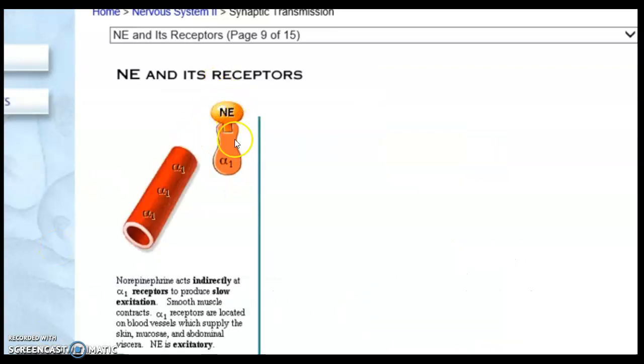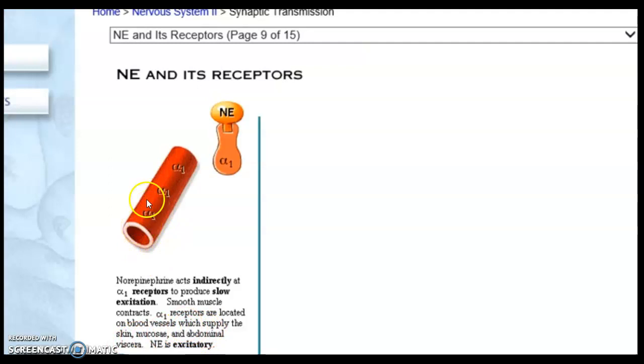Now notice when norepinephrine goes to an alpha 1 receptor, in this case it's going to be excitatory, because these receptors are going to cause smooth muscle to basically constrict our blood vessels. Now, when would you want to constrict your blood vessels? Well, when you either want to increase pressure or you want to kind of shut off blood supply to an area. Now look, where would I find these type of receptors on blood vessels? Well, I would find them in my skin, my mucosa, and my abdominal viscera. In other words, the abdominal organs.